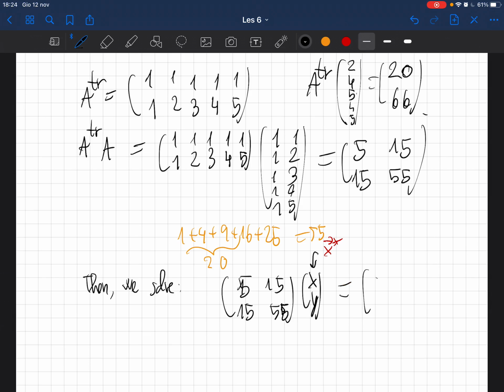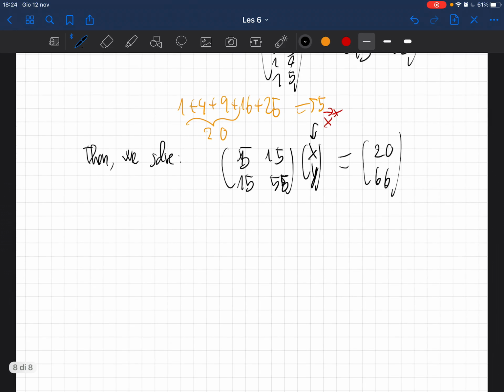Okay. So this is the system we want to solve. And then, you just solve it. It's not much to do. It shouldn't be too difficult.